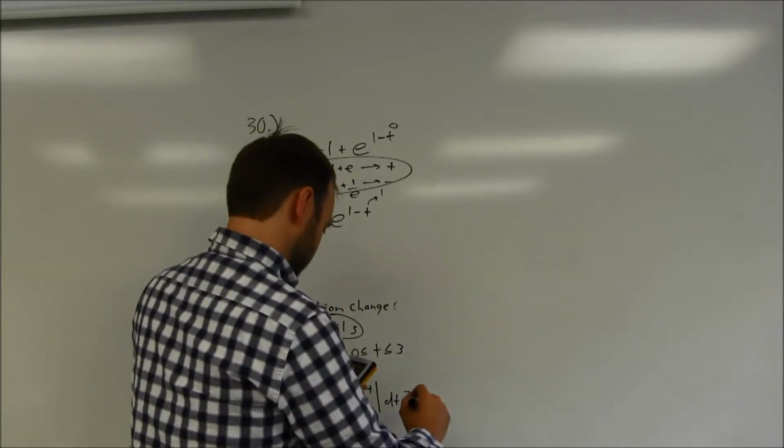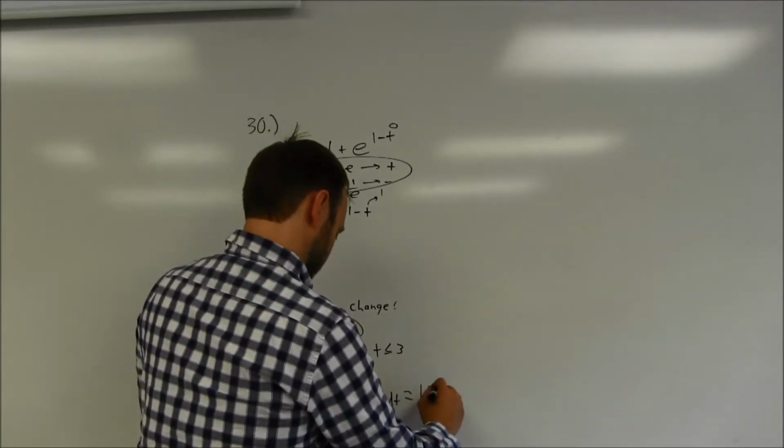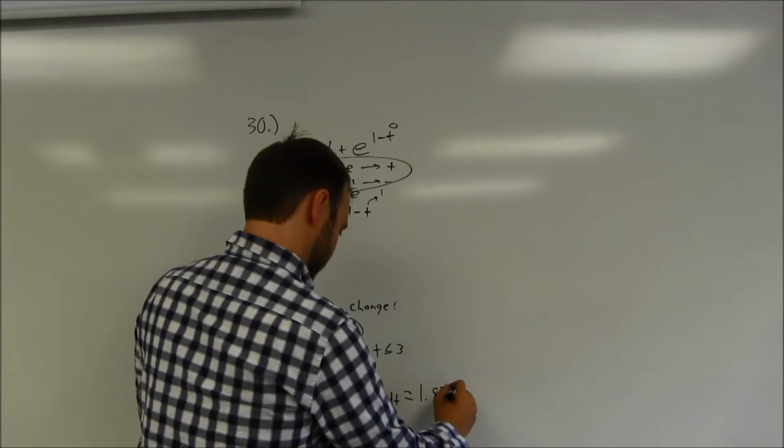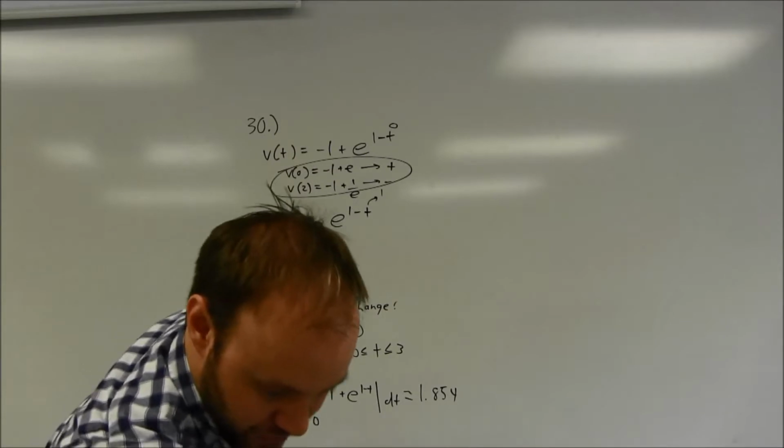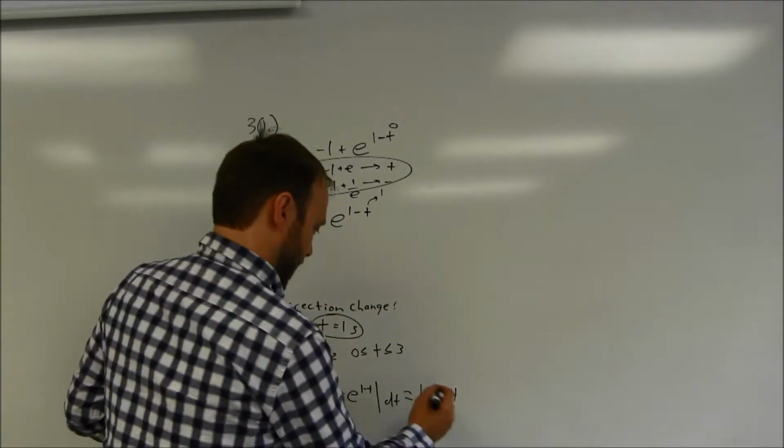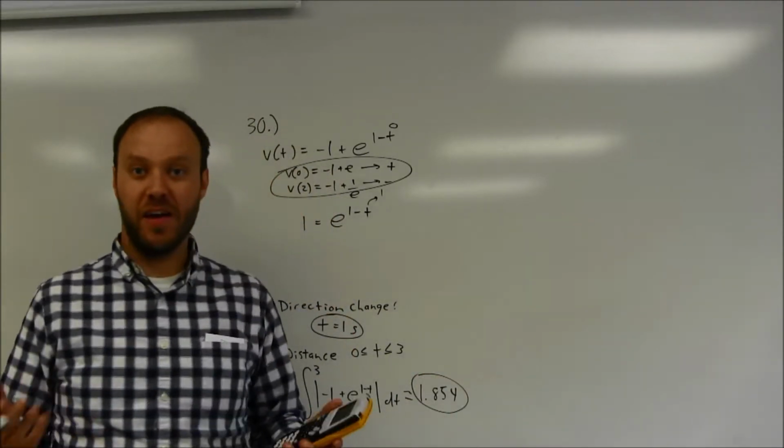And that's approximately 1.854. Maybe you've got to go to 3 places for AP. And let's see what the units are there. Actually, no units given there. So I'm done at that point.